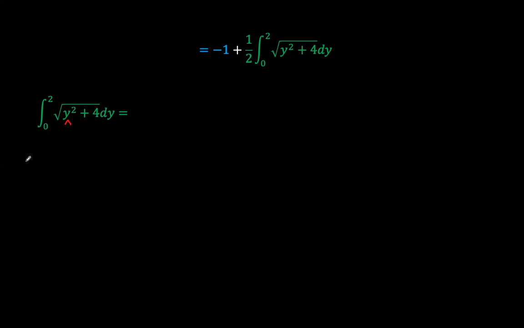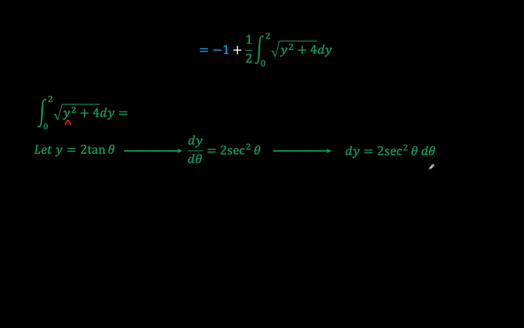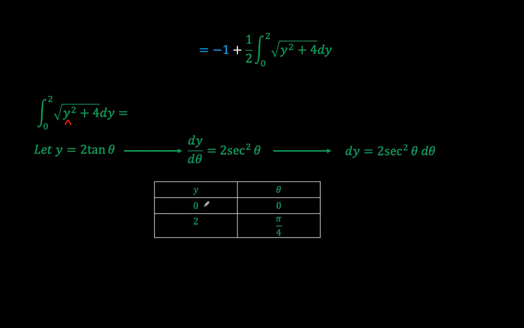So that is one option we could do. Let y be equal to 2 tan theta. Therefore, dy/d theta is 2 sec squared theta, and so we can substitute for dy with 2 sec squared theta d theta. With the limits, when y equals 0, 0 equals 2 tan theta, 0 divided by 2 is 0, and arctangent of 0 is 0. The same with y equals 2: 2 divided by 2 is 1, and arctangent of 1 is pi over 4, so theta is pi over 4 at the upper limit.